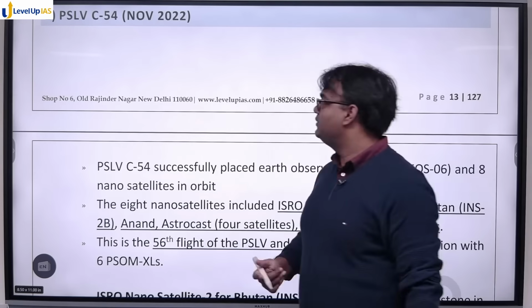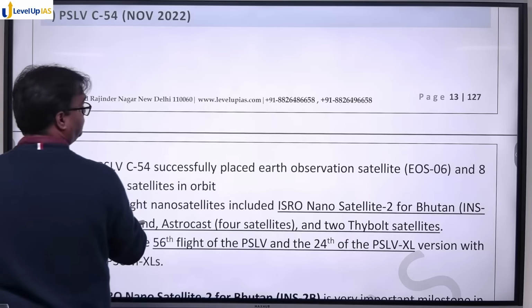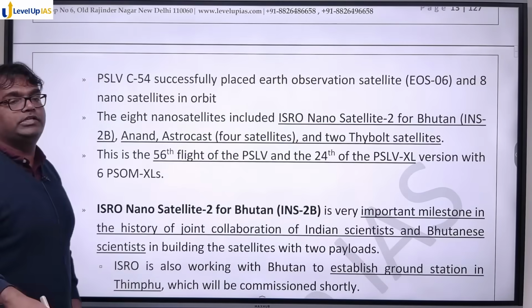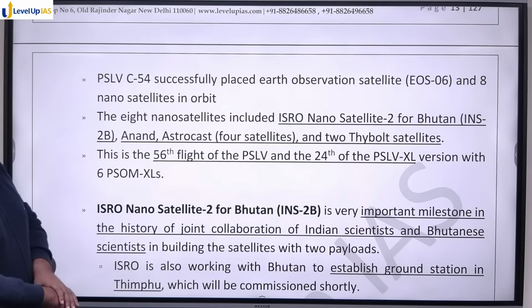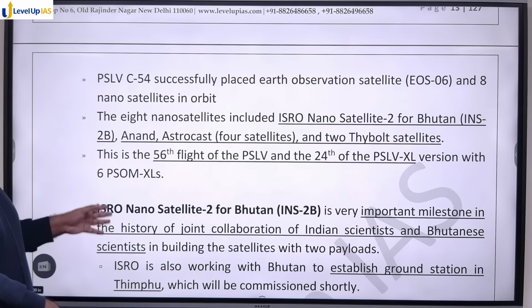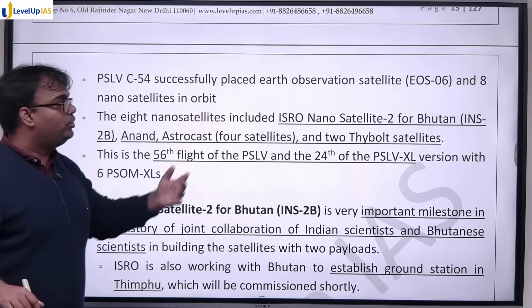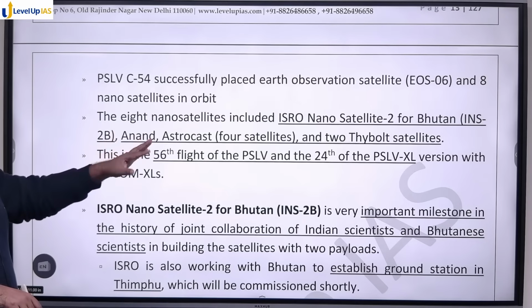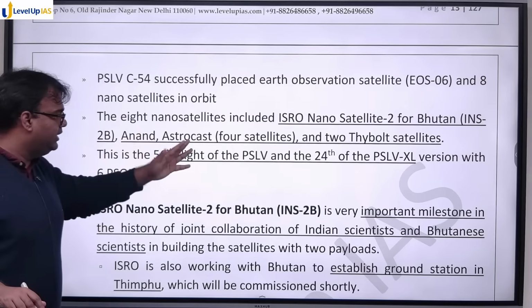It was the 56th launch of PSLV. PSLV C-54 successfully placed Earth observation satellite EOS-06 and 8 nano satellites in orbit. The 8 nano satellites include ISRO Nano Satellite 2 for Bhutan, Anand, Astrocast, and 2 Thybolt satellites. We do not need to remember these names at all.